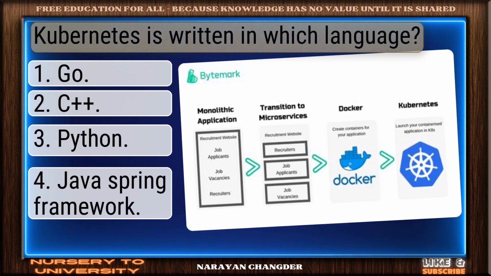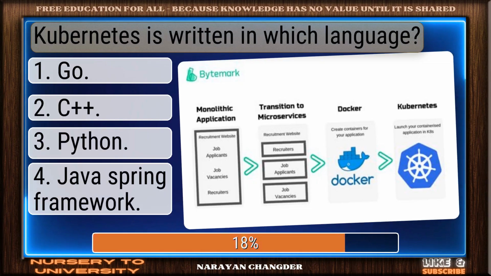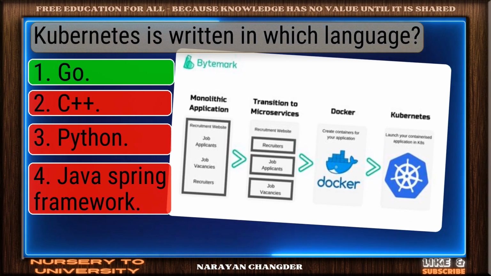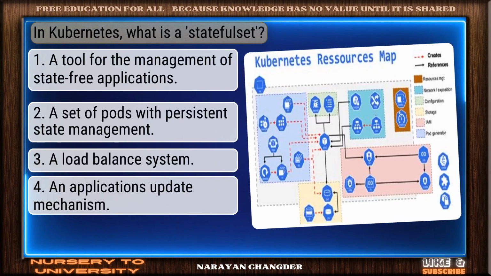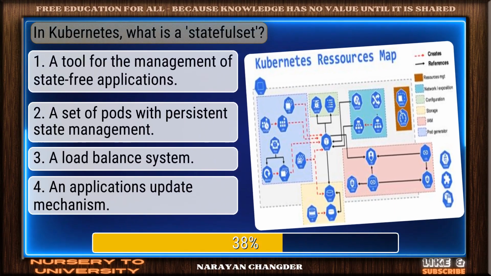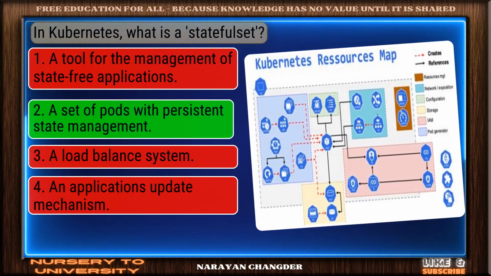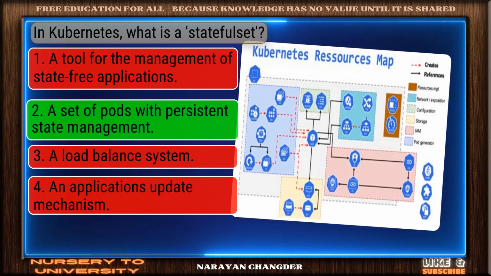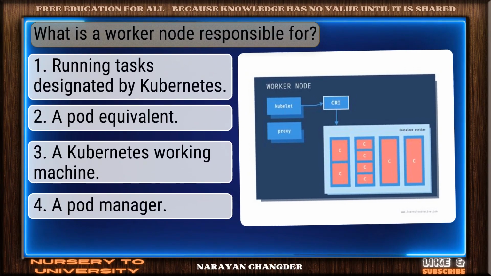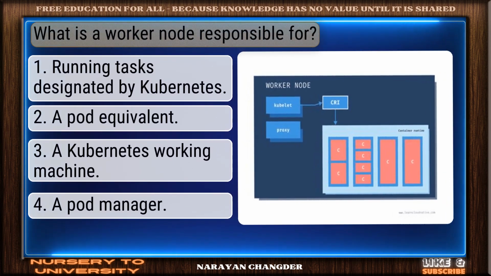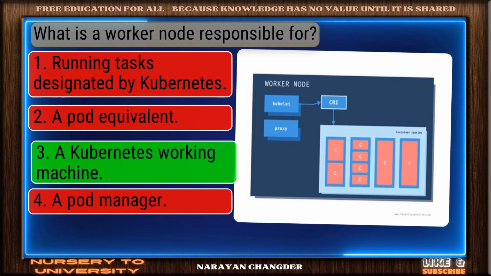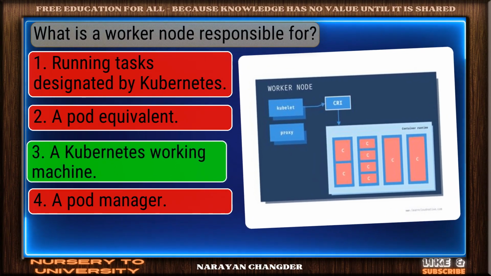Question number 63. Kubernetes is written in which language? Correct response. Go is the most accurate answer. Question number 64. In Kubernetes, what is a stateful set? Nice selection. A set of pods with persistent state management is the correct and valid answer. Question number 65. What is a worker node responsible for? Well done. A Kubernetes working machine is the right choice.